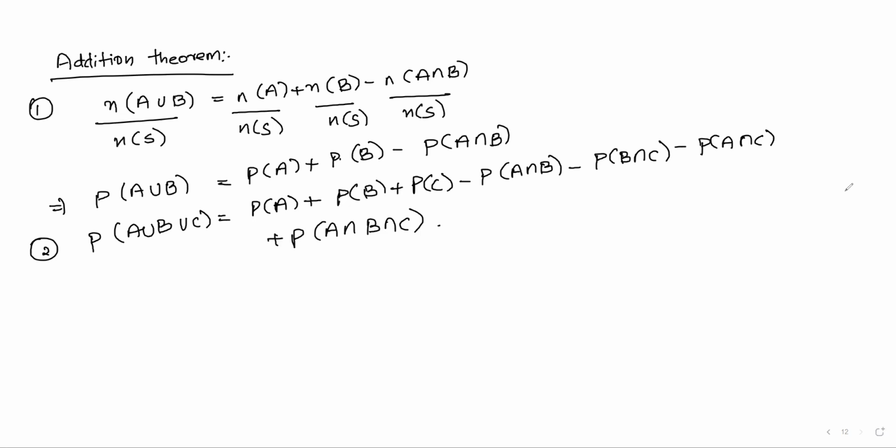Okay, this one. Next, we have P of A intersection B naught. So what does this mean? This means probability of A, and B should not occur. So we can say probability of A only.